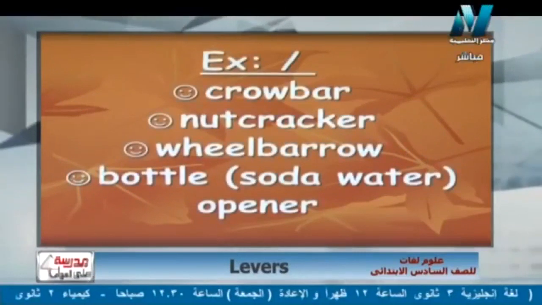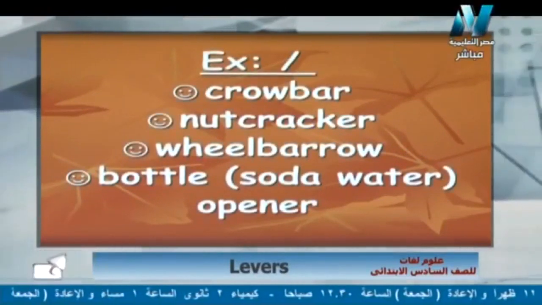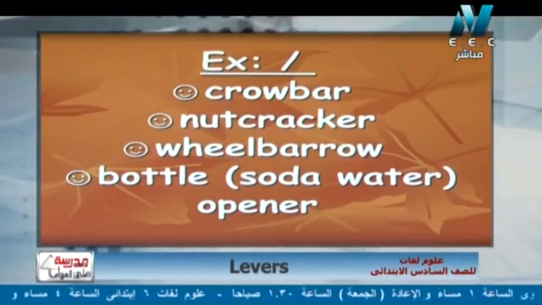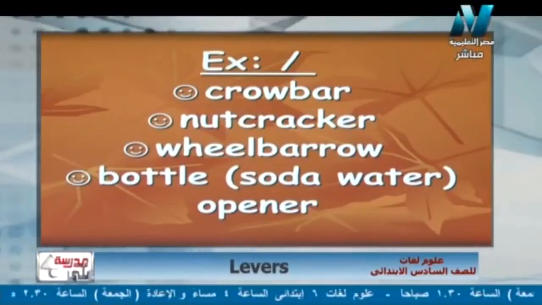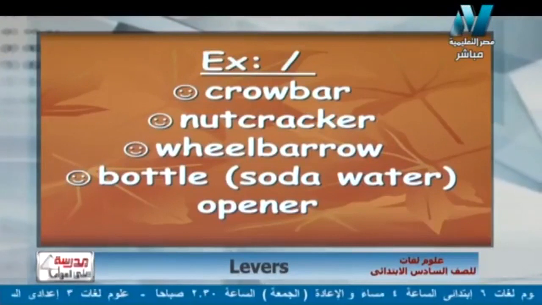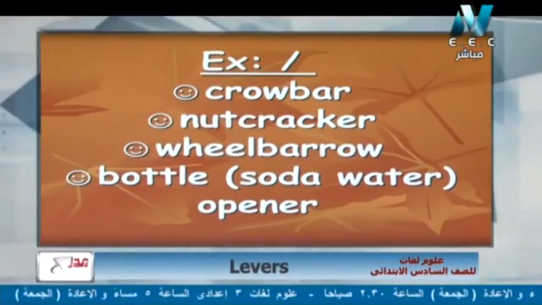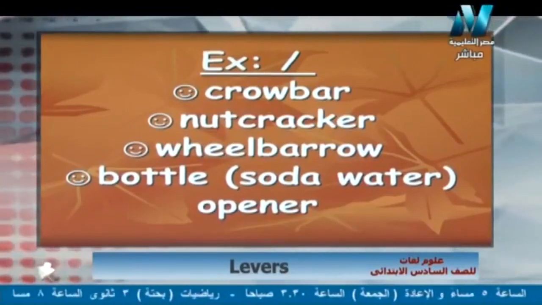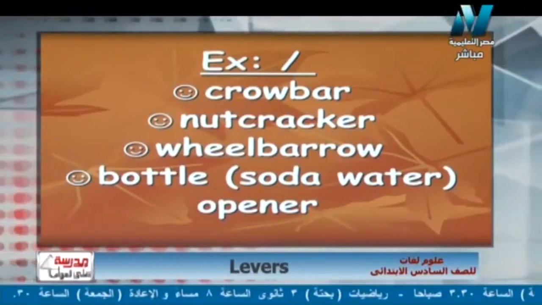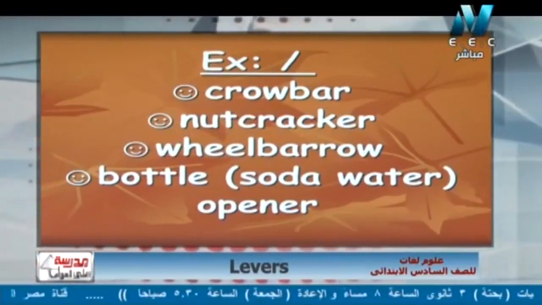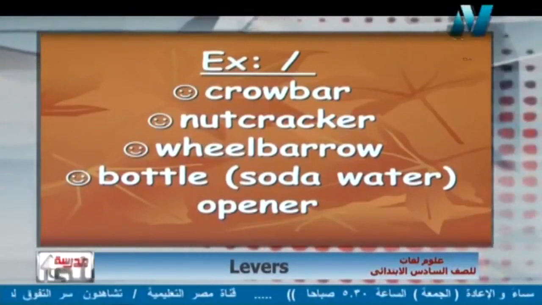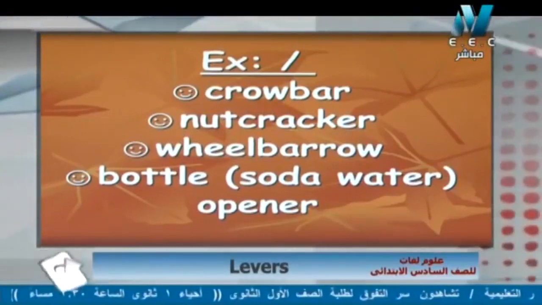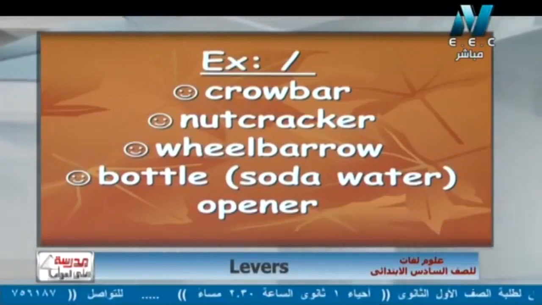Such as what? Such as a crowbar, which increases your force. A nutcracker: if I want to crack nuts with my hands or teeth, which is very dangerous, with the nutcracker it will be very easy and very simple. A wheelbarrow, the garden cart we use to carry materials such as cement, sand, rocks, and bricks. All of this will be much easier with a wheelbarrow. A bottle opener or soda water opener will be much easier than opening the bottle with my hands or teeth.